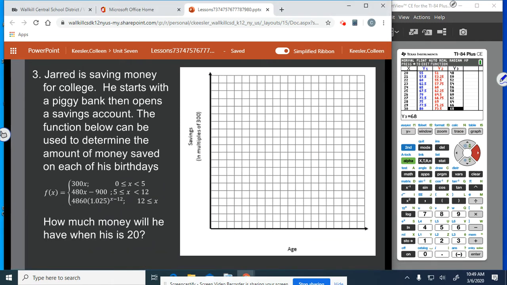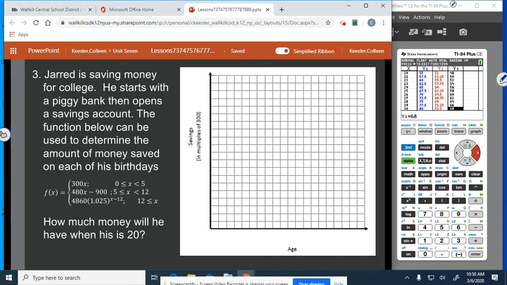So now Jared is saving money for college. He starts with a piggy bank, then opens a savings account. The function below can be used to determine the amount of money saved on each of his birthdays. All right, so he starts with 300x, and that's from 0 to 5. So in his bank every year, he was saving $300 from the years of 0 to 5.